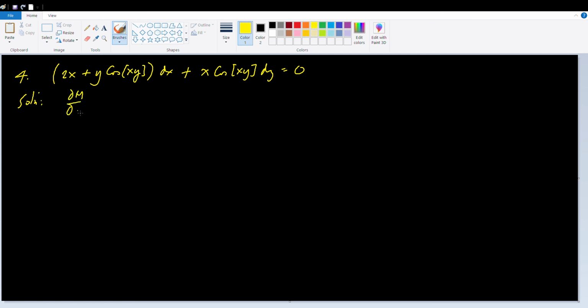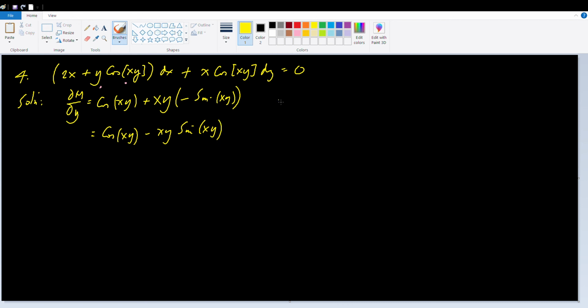So partial of m with respect to y, 2x is 0, y cosine xy is a product. So these are two functions of y. So apply the product rule, derivative of y is 1, cosine of xy plus y, derivative of cosine xy is negative sine of xy, and the derivative of xy with respect to y is x. So that will be cosine of xy minus xy sine of xy.